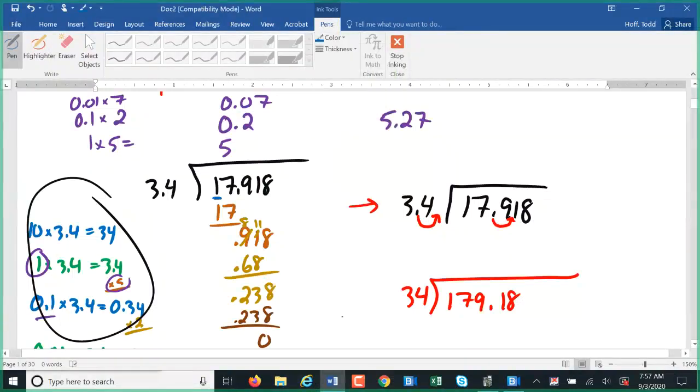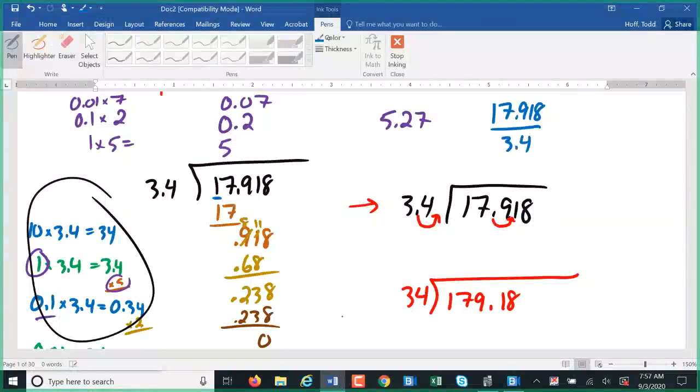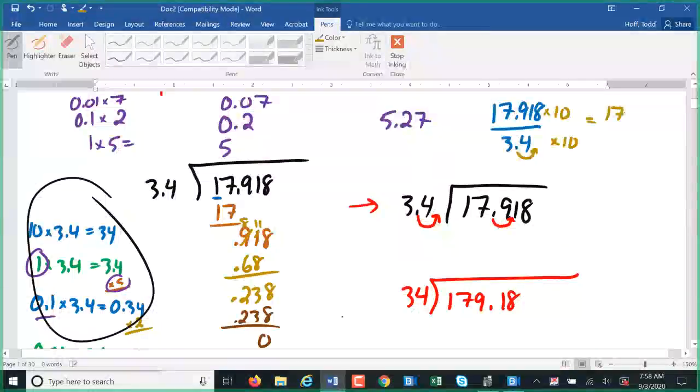Well, we've mentioned that fractions and division are kind of interchangeable. This is 17.918 over 3.4. And one of the things we saw with our fractions is I can multiply both the numerator and denominator by the same number, and it doesn't change the value of the fractions. If I want to move this over one spot, I multiply by 10. Well, I have to multiply the numerator by 10 as well. If I had to move it over two spots, I would have multiplied by 100 in both. So moving that decimal point over the same distance in both numbers is nothing more than using equivalent fractions.